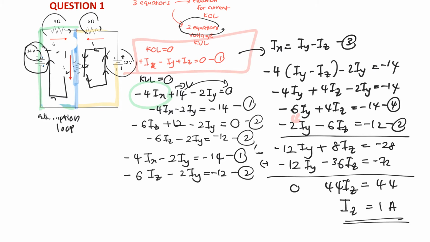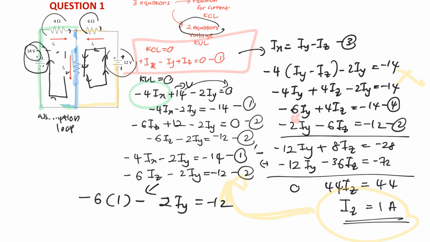Please make sure that you put the units over there. Okay, once you find the iz, definitely you are going to find the other two, which is iy and the ix. So what you need to do here is put the iz into the original one, not the one that you changed here. No, you need to put it in the original one. Okay, so I'm going to put it inside equation 2 for me to find the iy. So I'm going to get negative 6 times 1 minus 2iy equals negative 12.